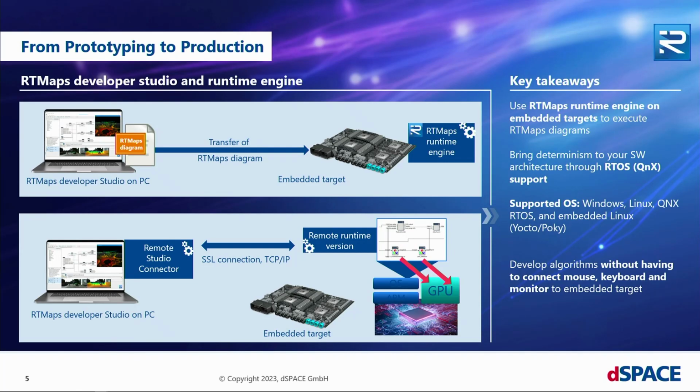The application developed in RT-Maps can be executed in embedded targets using RT-Maps runtime engine, and the applications or the diagrams that have been developed can be accessed and modified remotely using the Remote Studio connector. RT-Maps can run on Windows, on Linux, on embedded Linux, or even in QNX RTOS.